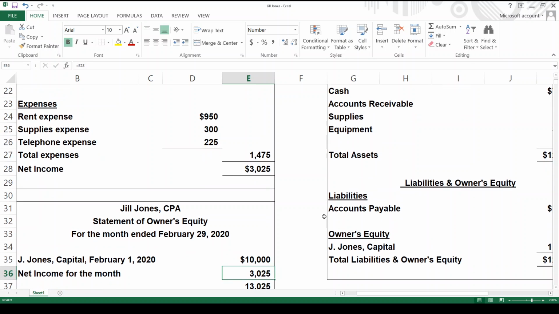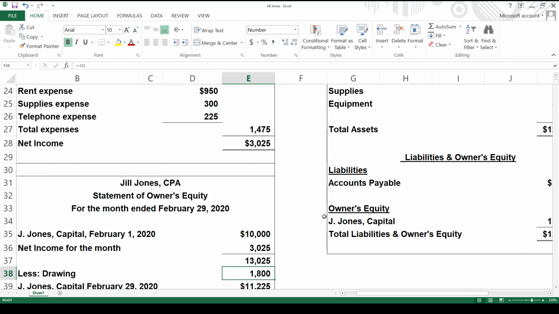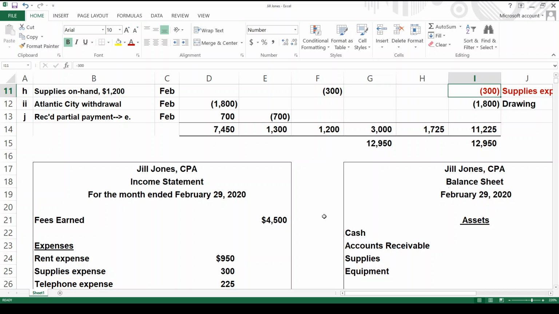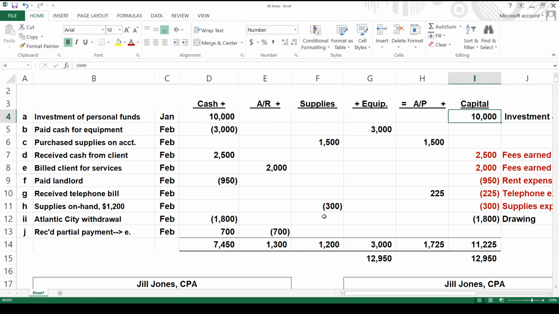10K. Add the net income. Plug that number in over here. Little subtotal, and subtract out the ill-fated trip to Atlantic City drawing. Final Jeopardy answer, 11,225. Are we surprised that it came out to 11,225? Not at all. That's the same number on the worksheet. Yeah? Okay. Here's your statement on owner's equity. What's it tell you again? How'd you go from beginning capital to ending? And I'm using those words in the same context. Capital is owner's equity.